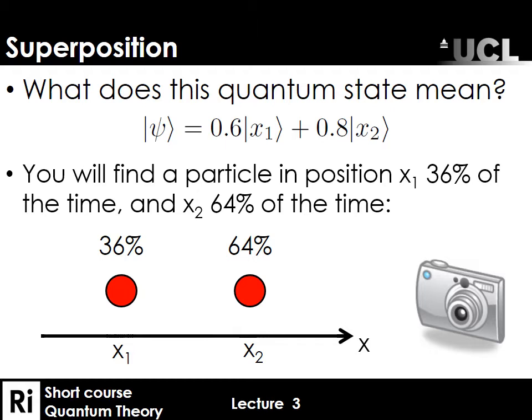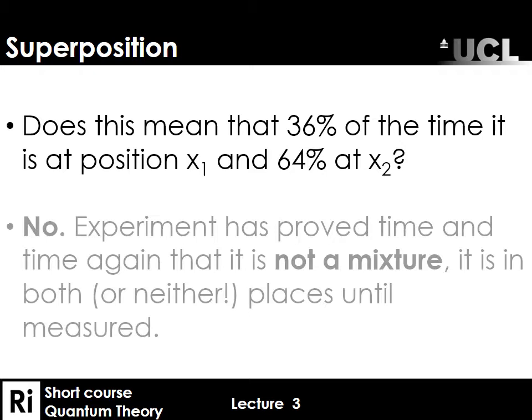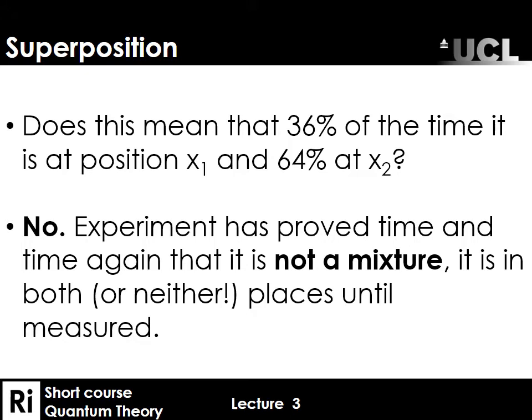So is that strange at all? This is a bit like saying it's either here or there, or it goes through one of the slits or it doesn't. And the fact is that time and time again, this is proved to be the wrong way of thinking about it, here or there. Time and time again, it's proved that it's not a mixture of these two places. Before you measure it, it is not in one place or the other.